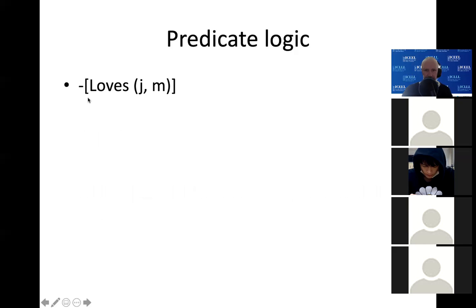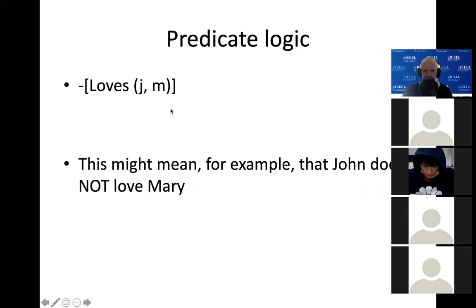And then if you say something like this, think about what does that mean? You can probably work that out. This probably means that, for example, John does not love Mary. Yeah, it doesn't have to. It could mean anything. But it means not something, right? It makes sense that we would use loves to mean loves.